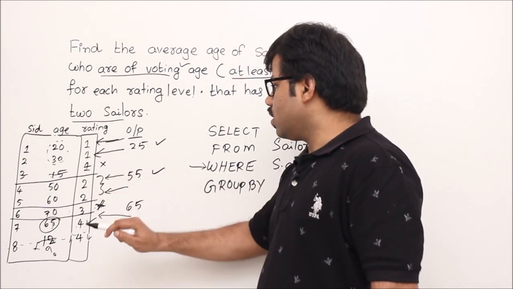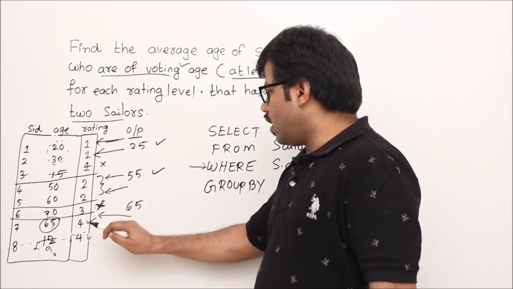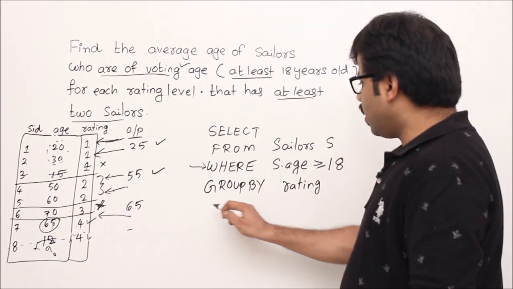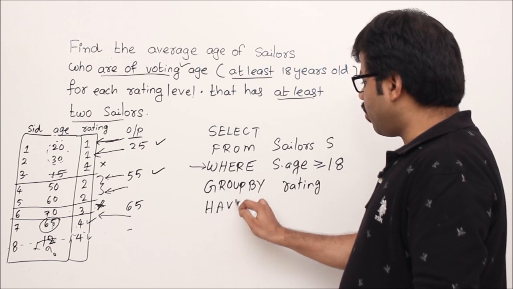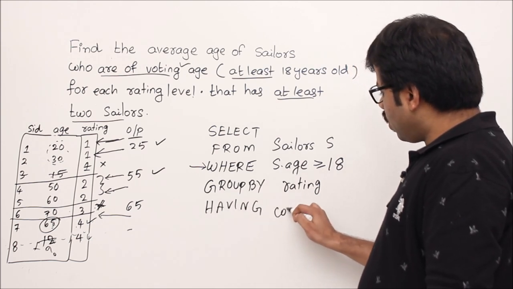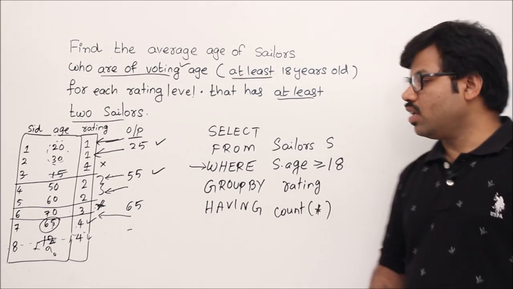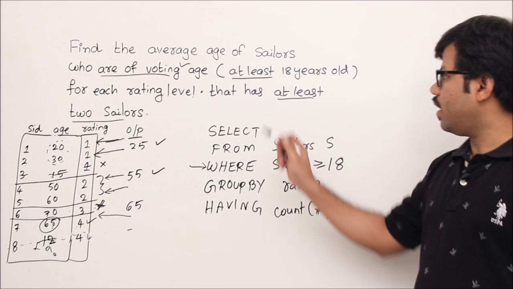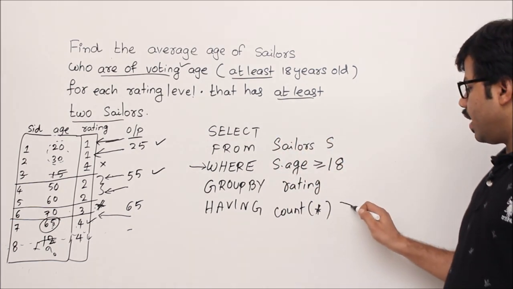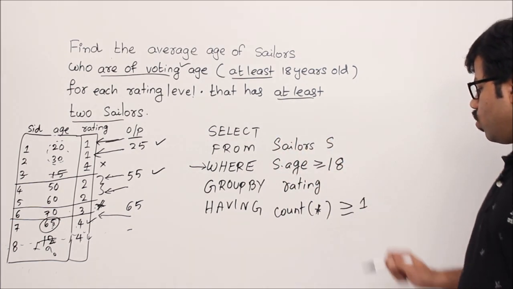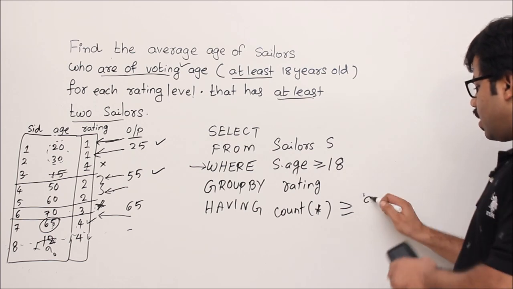So this and this and this one, right? Later, if you write a having condition, we'll see what happens. Having count star. Which groups do you want? A group whose count is at least 2 sailors, right? Count greater than 1 or greater than or equal to 2. Anything is correct. So greater than or equal to 2.